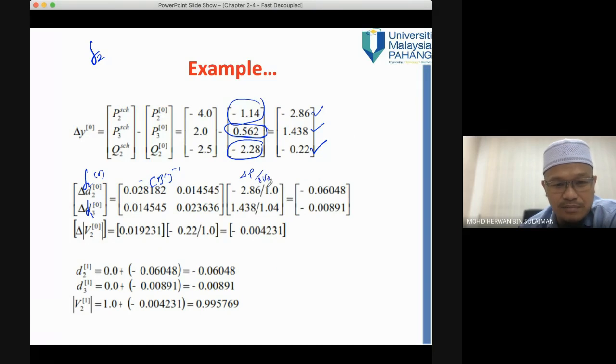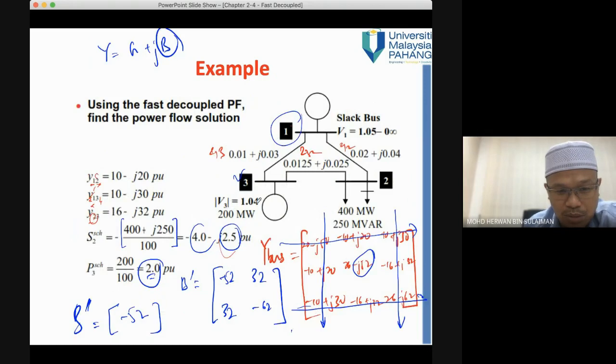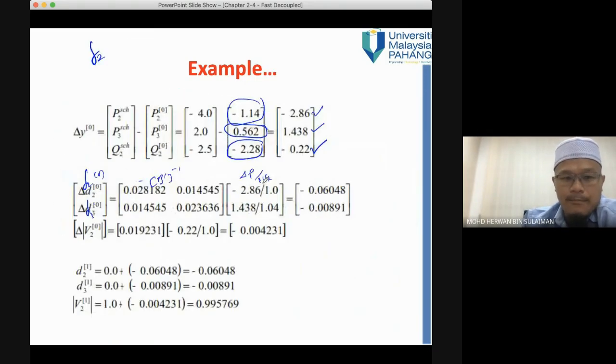Ni V2 lah. Ini V3. V3 magnitude ialah 1.04. Sebab dalam ni V magnitude kita 1.04. Jangan silap, jangan masuk 1. Okay. Ini V3 bagi dengan 1.04. So you akan dapat error untuk angle this value.